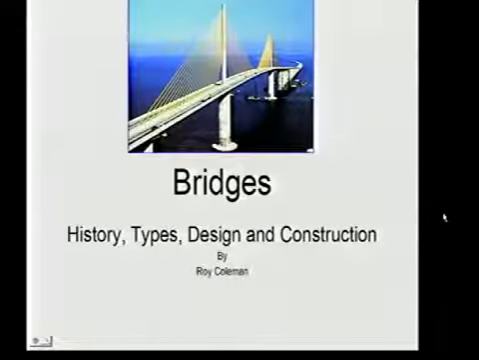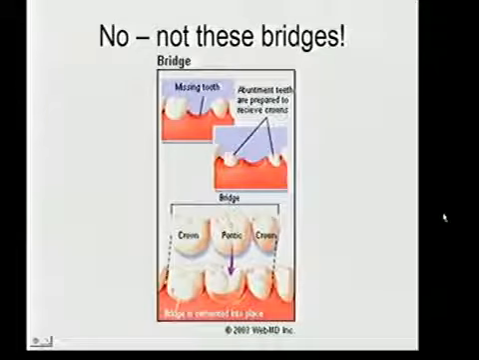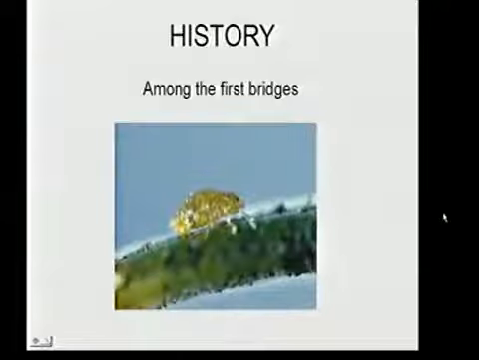We've got a somewhat brief history and types of designs of bridges. Let's take a quick look at this. When we talk about bridges, we're not talking about those in the mouth. We're not talking about teeth. We're talking about the type that support things. Amongst the first bridges, if you go way, way back, a twig or a branch or something like that where a bug could cross something. That fits our definition probably of a bridge.